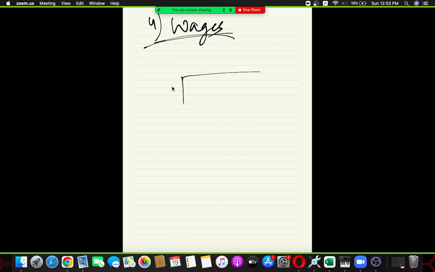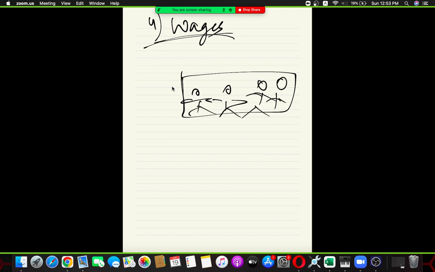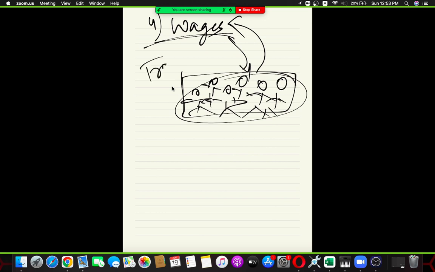This is your factory or your organization. There will be many people working in your premises. When people are working in the premises, you need to pay them wages, right? If you are paying them wages, that will be called a direct expense, and that direct expense will go to your trading account.